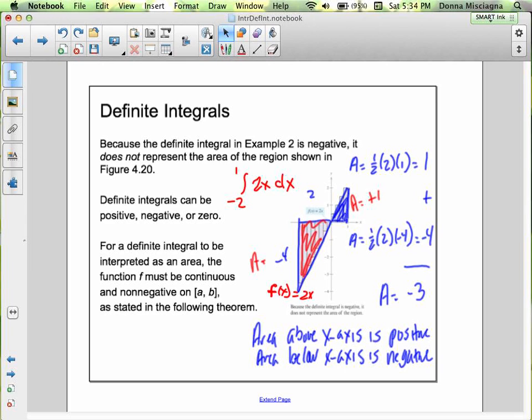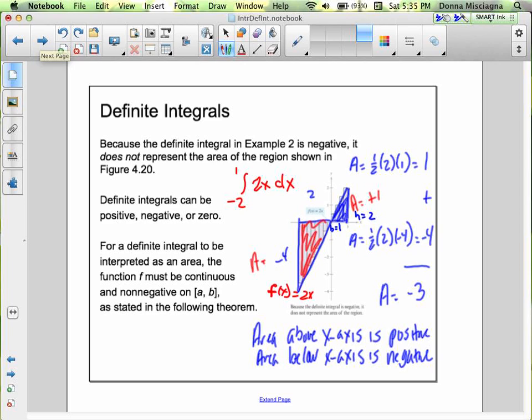So one way we could find that area is when we graph it, we see we have two triangles. We have one triangle from 0 to 1, and we have another triangle from negative 2 to 0. The part from 0 to 1 has a base on that triangle of 1. The height of the triangle is 2. To find the area, we take 1/2 base times height, so we have 1/2 times 2 times 1. The area is a positive 1.